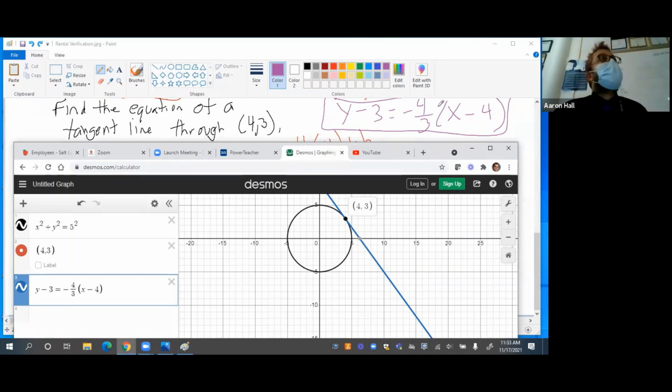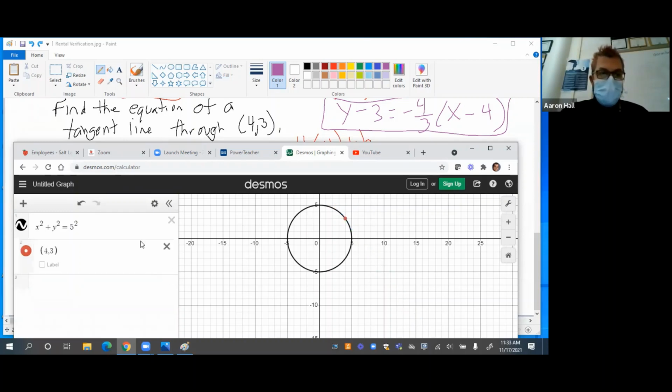Mr. Hall, so would a circle be considered a function? No. But it's still a graph, right? A circle is not a function, but it is a graph. So what's cool is that now we're learning how to find the derivative of all graphs. It doesn't have to be a function.